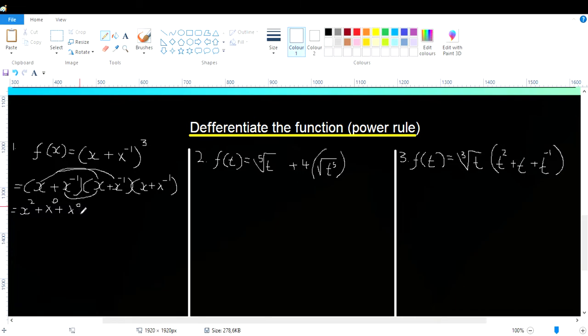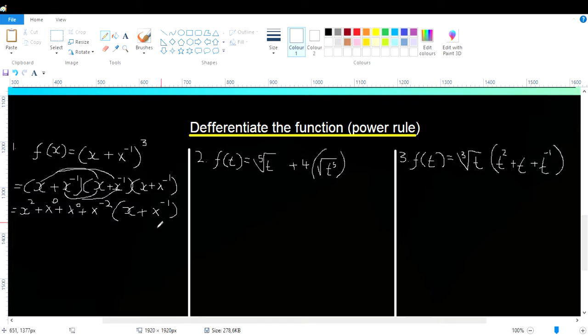x to the power 0, then x to the power minus 1 times x to the power minus 1 is plus x to the power minus 2. Then x plus x to the power minus 1.